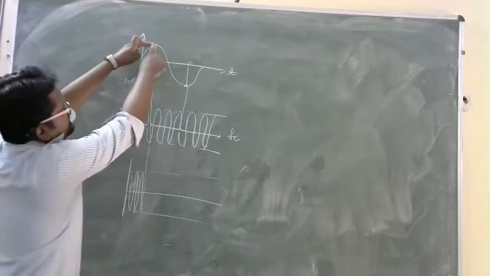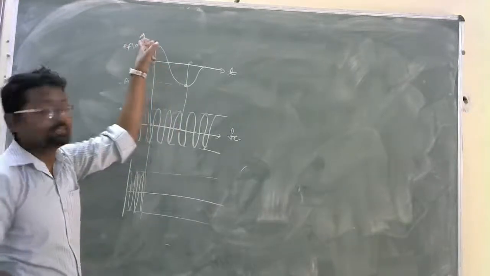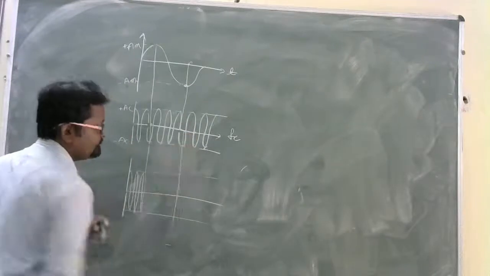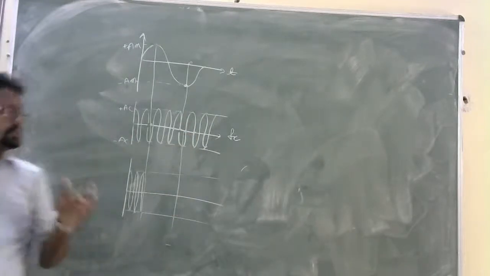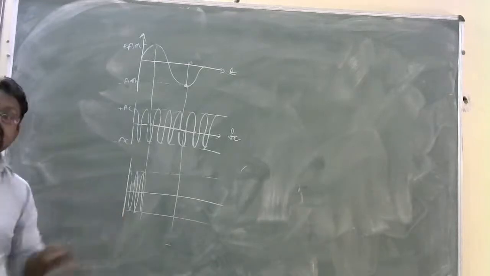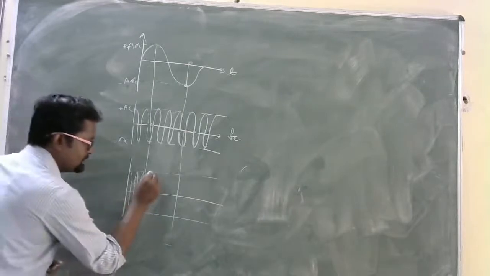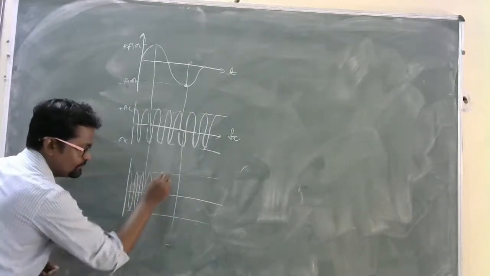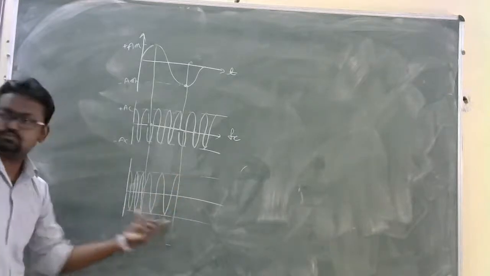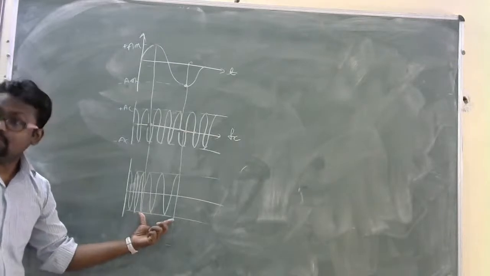Now from this end to this end, the amplitude will be continuously decreasing. That's why the frequency of the carrier signal will be in decreasing mode, and to represent that, we will use the expanded mode. Now here you can see the difference between these two waveforms. This represents the higher frequency, this represents the lower frequency.